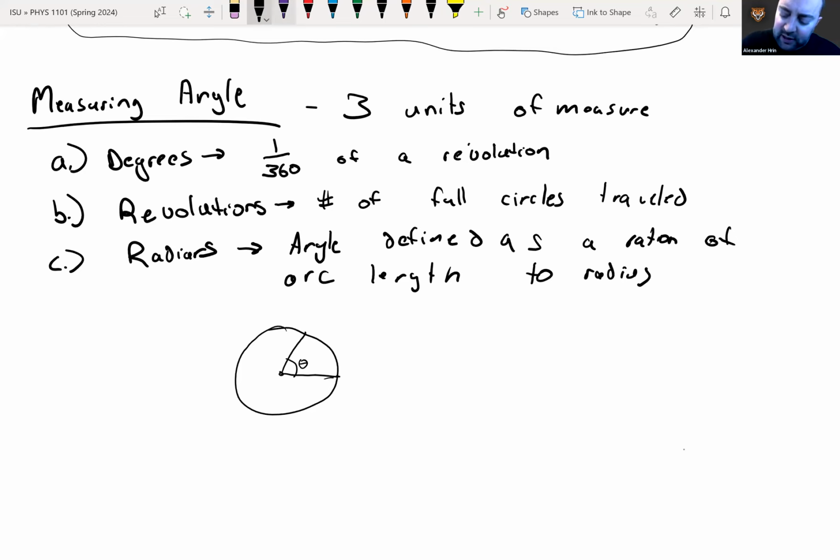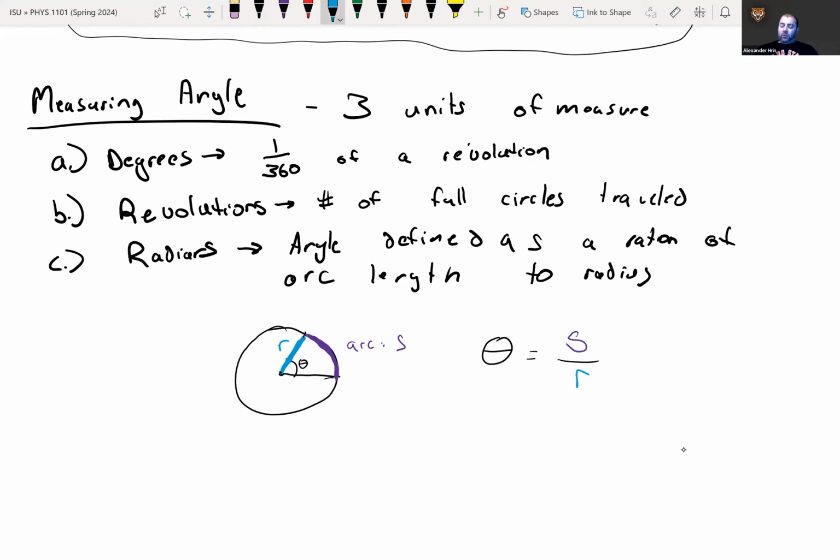But it turns out it's more mathematically useful to look at the length of the portion of the circle. This is called the arc. The symbol we often use for arc is S, and compare that to the radius R. So basically, in radians, how you define theta is you take that arc length S and divide it by the radius R.